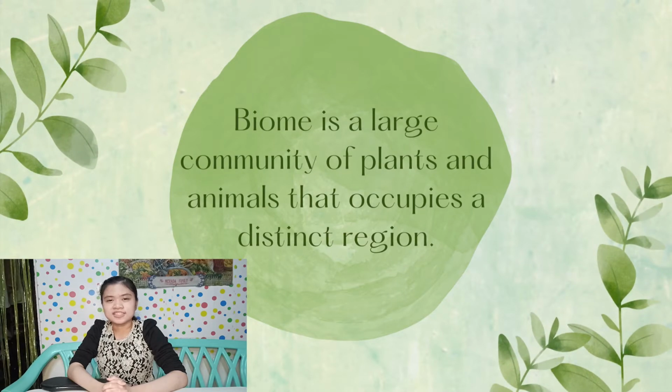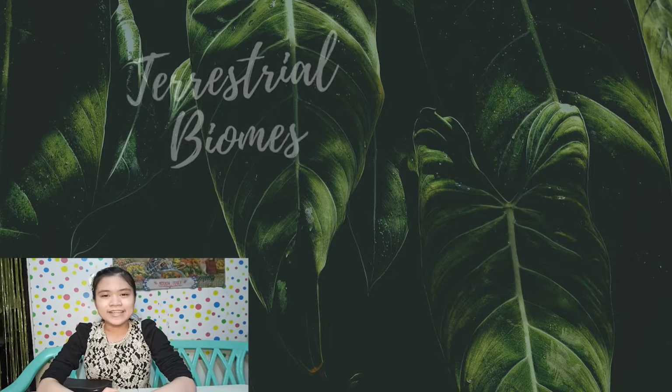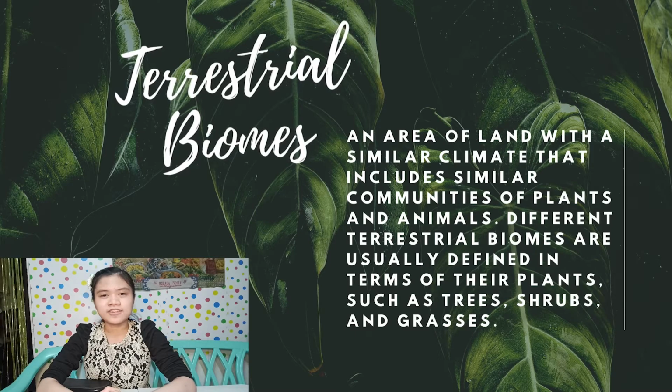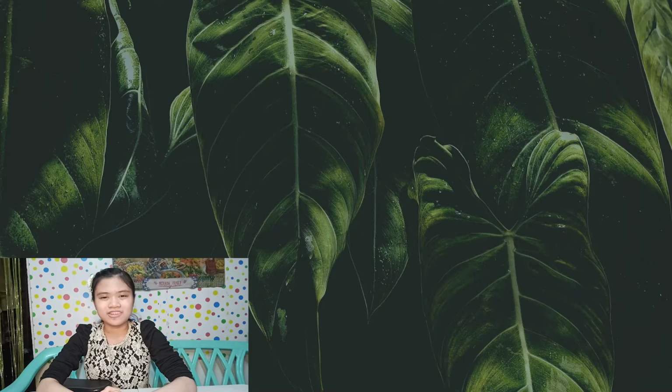Let's first discuss terrestrial biomes. A terrestrial biome is an area of land with a similar climate that includes similar communities of plants and animals. Different terrestrial biomes are usually defined in terms of their plants and animals. There are 6 different types of terrestrial biomes.